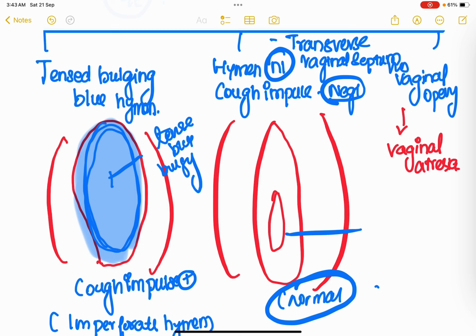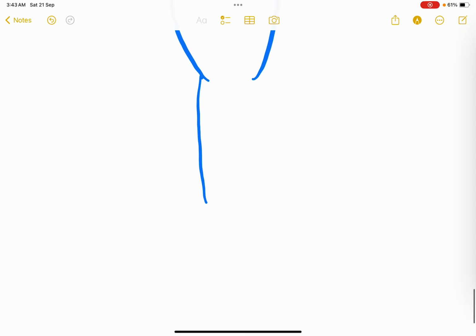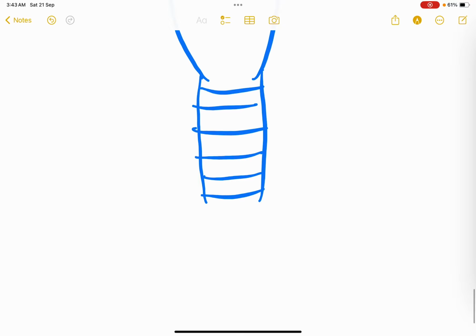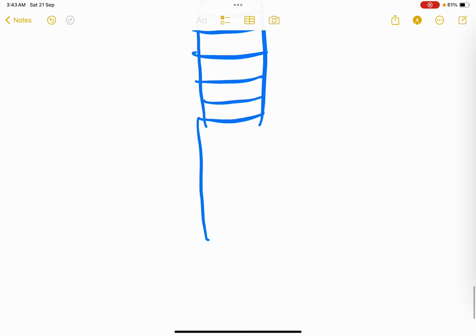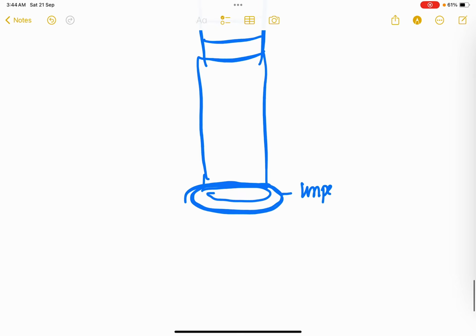Can you understand this? See, the transverse vaginal septum is a septum which is located in the vagina. As we all know, let's say this is the uterus. Following the uterus, we have the cervix, and following the cervix, we have the vagina. This is going to be the vaginal orifice, and surrounding this vaginal orifice, the hymen is present. So the first condition which we saw was imperforate hymen.